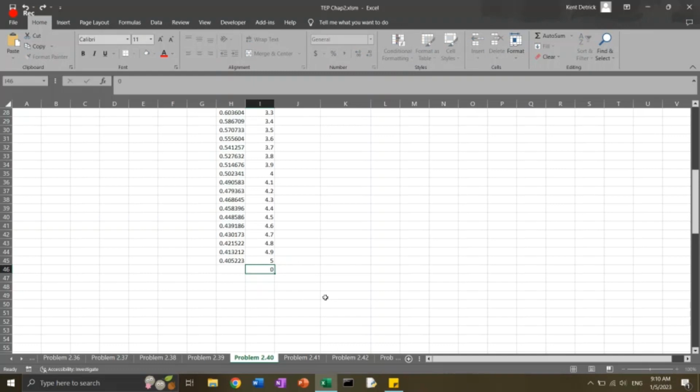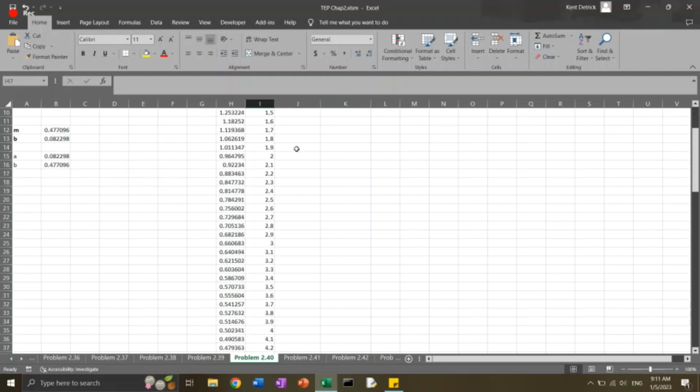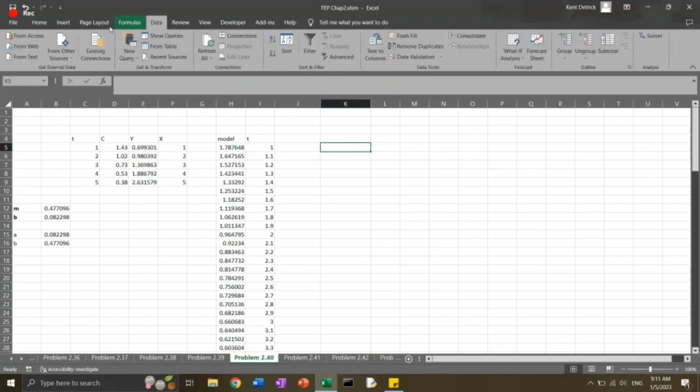Right here I'm calculating what the model predicts when t is equal to 0. You can see that the model is equal to 12.1. Okay, here we're inserting the charts.